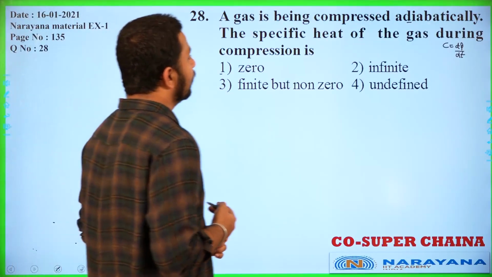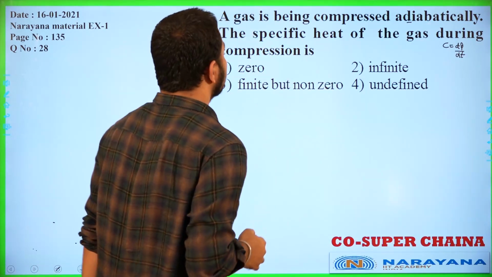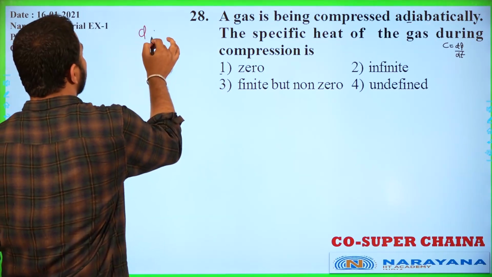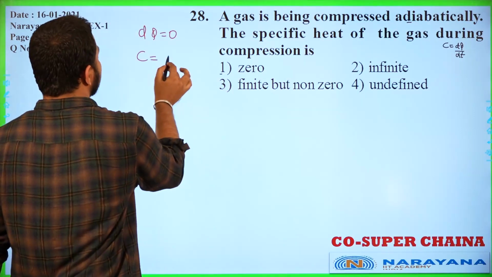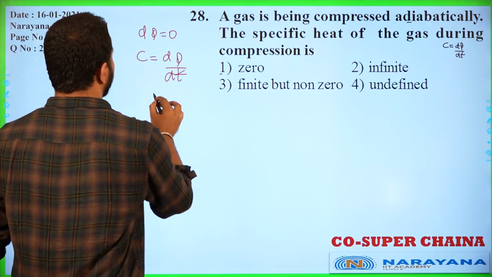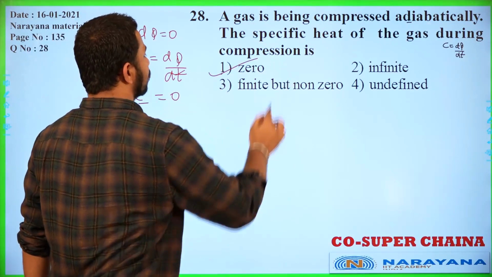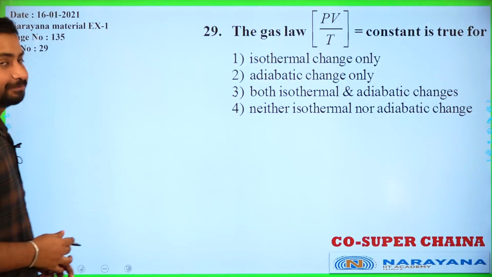A gas is being compressed adiabatically. The specific heat of the gas you have to find. So it is compressed adiabatically, so dQ will be equal to 0. Now we know C is equal to dQ by dT. If dQ is 0, we can say C will also be 0. So the specific heat of the gas during the compression will be 0, and that will be the required answer.